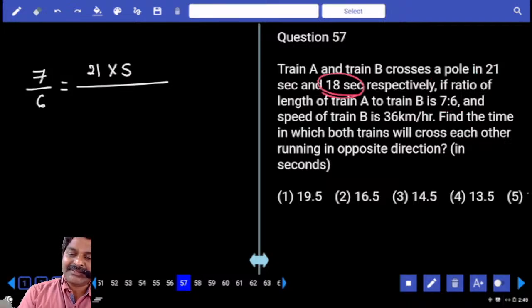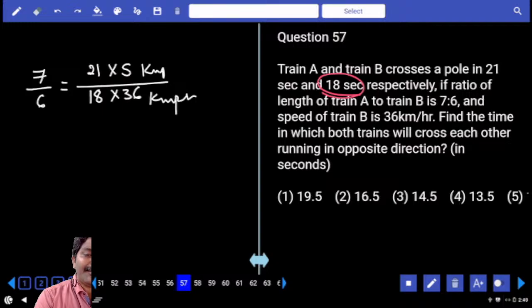Second train takes 18 seconds with its speed 36 km/h. This is in km/h, so yes also will be in km/h. Be careful with the measurements.